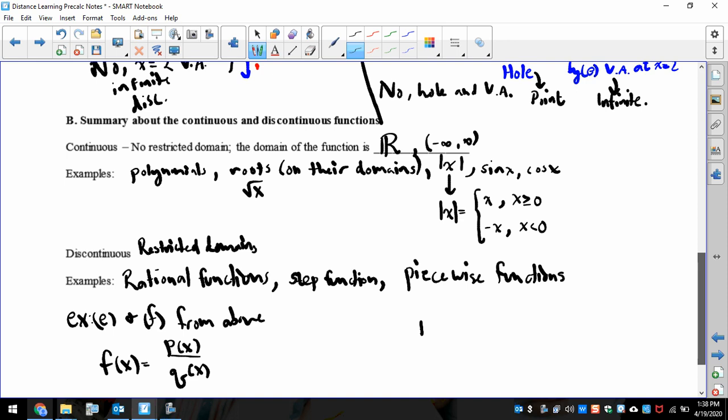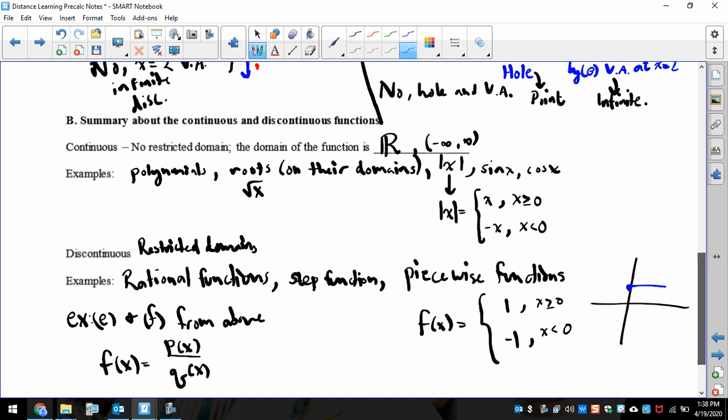Now, you may have a piecewise function that looks something like this, where it's 1 if x is bigger than or equal to 0, and then maybe it's -1 if x is less than 0. So then there is a jump here. It looks something like this. Let's switch colors. Here, it's up at 1 if x is bigger than 0, and it's down here at -1 if x is less than 0.